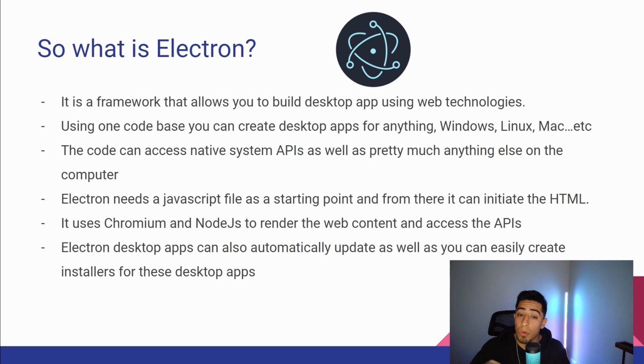It uses Chromium and Node.js to render the web content and access the APIs. And Electron desktop apps can also automatically update if you set that up, as well as you can easily create installers for these desktop apps.